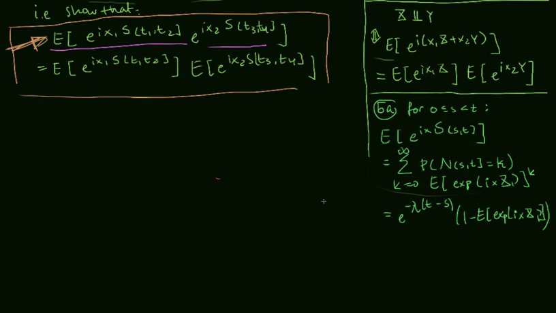So now we're going to do the hard work, where we're going to try and show that the joint characteristic function can be split up into the mean of this term and the mean of this term. So essentially we want to be able to express this as the product of the characteristic function for S of t1 to t2 and the characteristic function of S of t3 to t4.